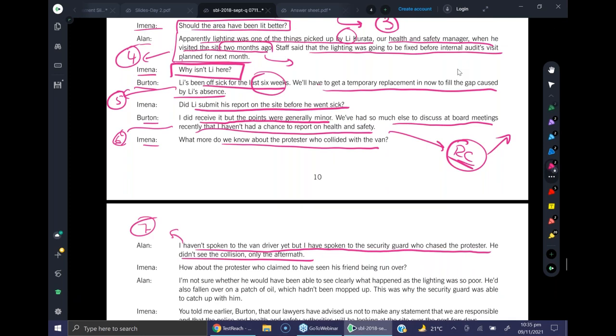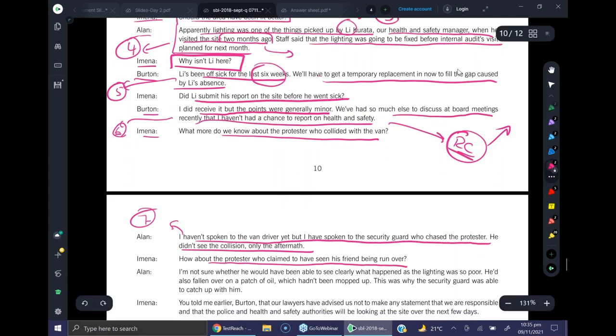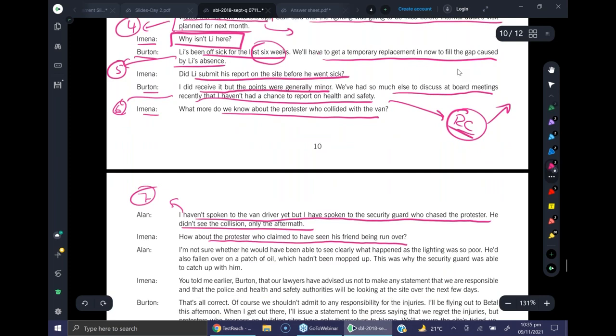Amina says, how about the protester who claimed to have seen his friend being run over? Alan says, I'm not sure whether he would have been able to see clearly what happened as the lighting was so poor. He had also fallen over a patch of oil which hadn't been mopped up. This was why the security guard was able to catch up with him. Another problem.